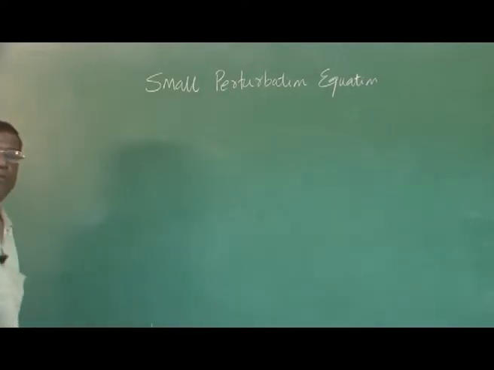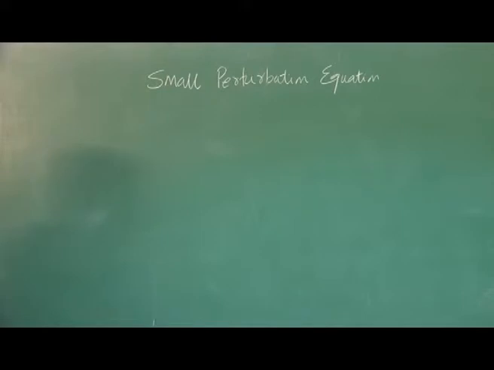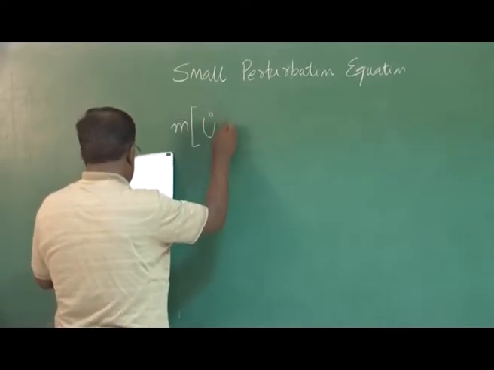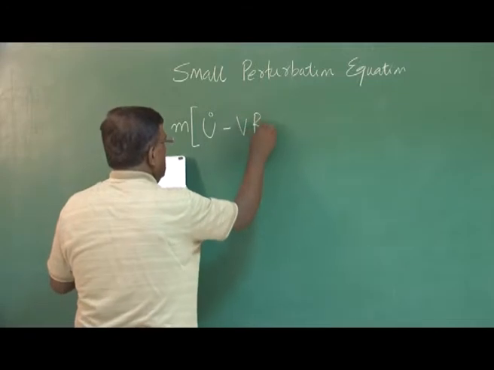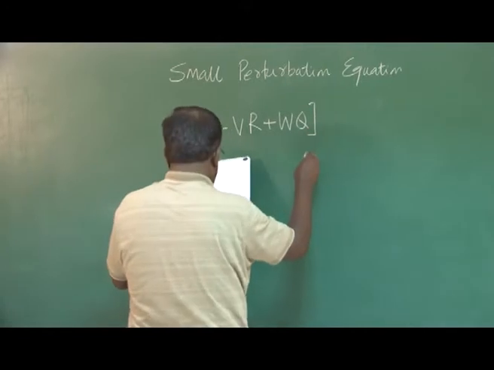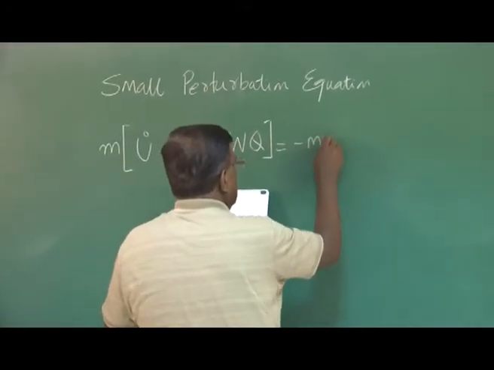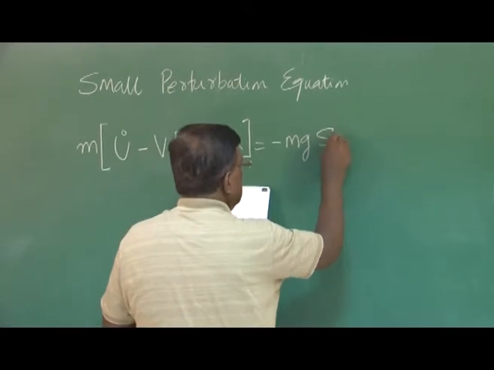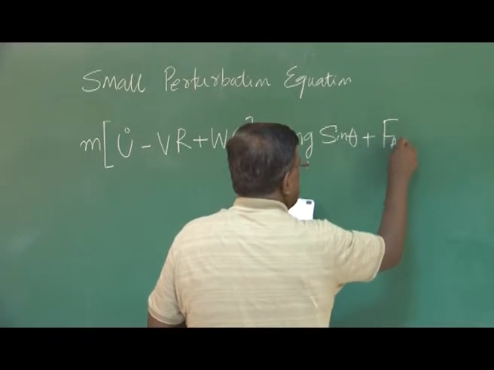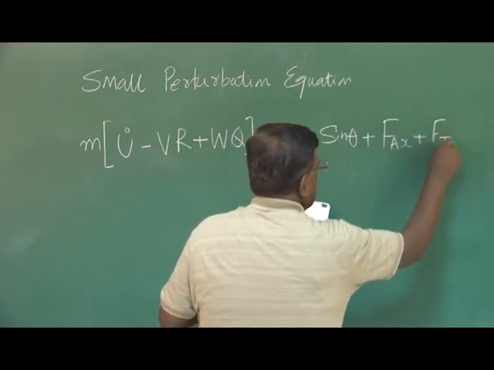We will just take one equation at a time and try to understand how it is to be developed. Once we understand how to develop it, then it becomes very mechanical for you to do. So, I will give one example. Let me take m (u dot minus V R plus W Q) is equal to minus m g sin theta plus F ax plus F dx.